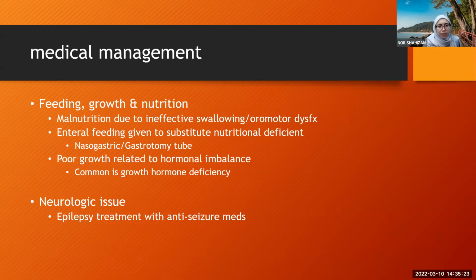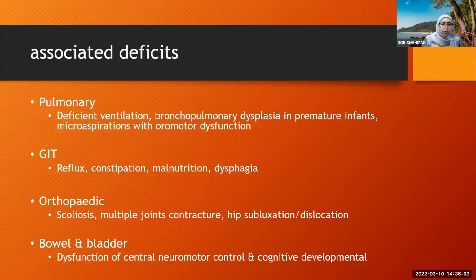For feeding, growth, and nutrition, most CP children will have malnutrition due to ineffective swallowing, and usually we suggest the mother do enteral feeding, either through a nasogastric tube or gastrostomy tube. Poor growth is related not only to malnutrition, but also to hormonal imbalance. The common hormone deficient in CP children is growth hormone. And another neurologic issue that we have is epilepsy.